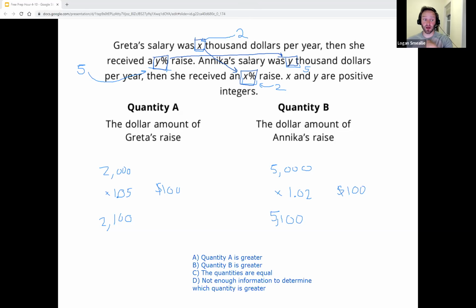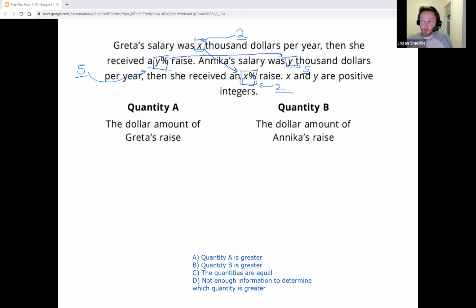And I just happen to have decided when I was randomly picking numbers to give Greta a lower salary, 2, and a higher percent raise, 5, and Annika the higher salary, 5, and a lower percent raise, 2. But I could have easily reversed that. So it's basically a coincidence of what numbers I picked. If you pick different numbers for X and Y, then you might have come out with Annika having a lower salary.